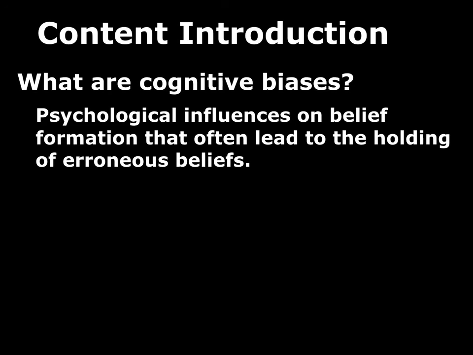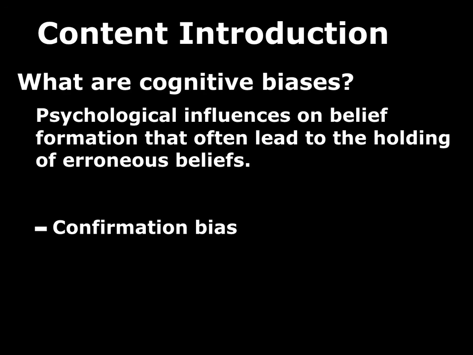Final topic, and this is chapter 6, is cognitive biases. And what are these? These are psychological influences on belief formation that often lead to holding erroneous beliefs. They're not exactly fallacies because the problem isn't exactly a problem with reasoning. It's a problem with believing specific things that might show up in reasoning, but it's closely connected enough to reasoning that I want to include it in this course.